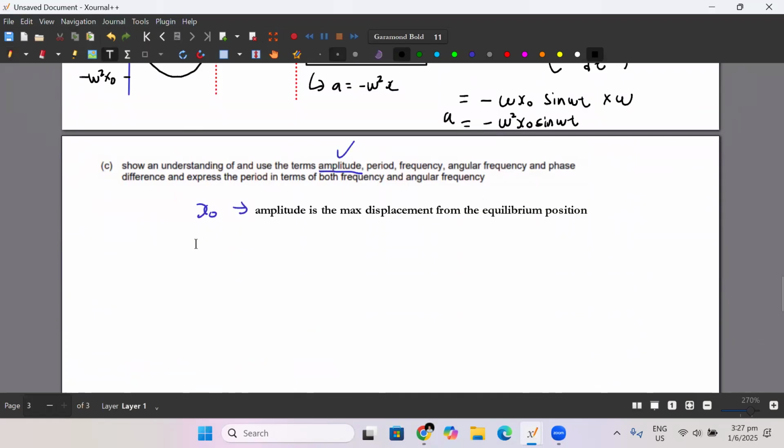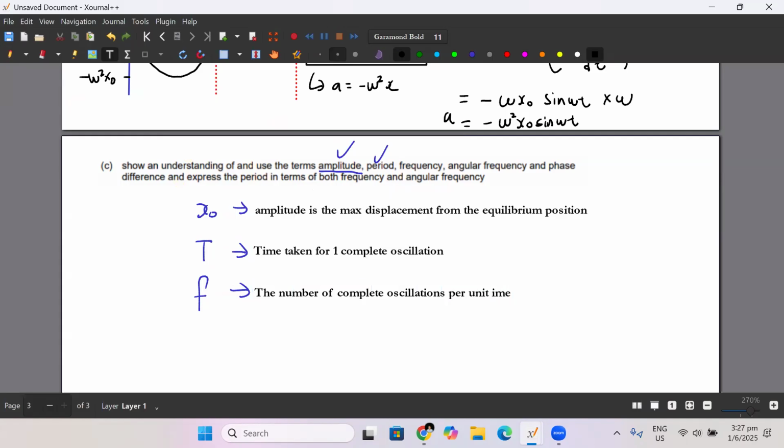Okay, then what is period? T. This is just the time taken for one oscillation. Done. Next, we also have frequency. It's always small f, not big f. And then from here, frequency is the number of complete oscillations per unit time.